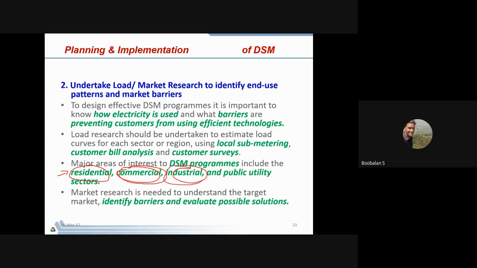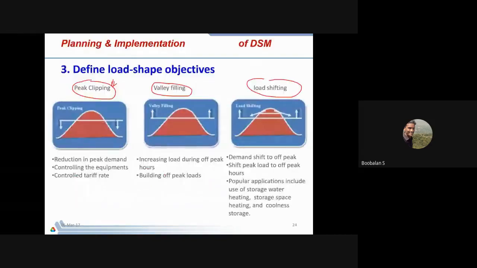Industrial is 24 hours, 7 days, so totally the pattern will be different. So we need to identify that customer side pattern, the load pattern. And once we understand the load pattern, the consumer side electricity pattern, now we need to focus on reducing peak demand on the particular load pattern.